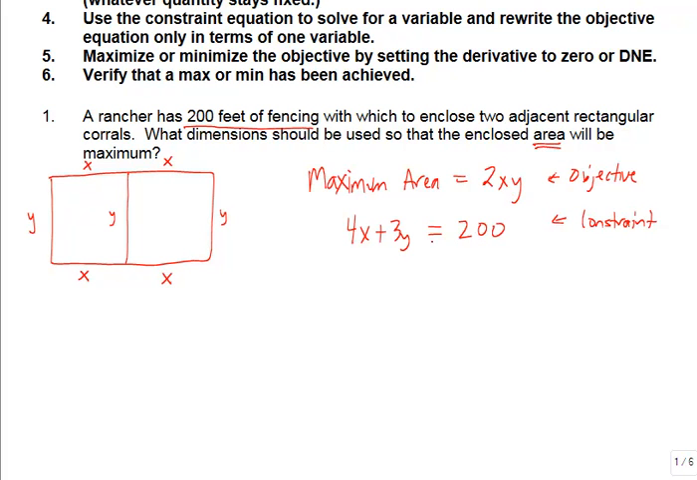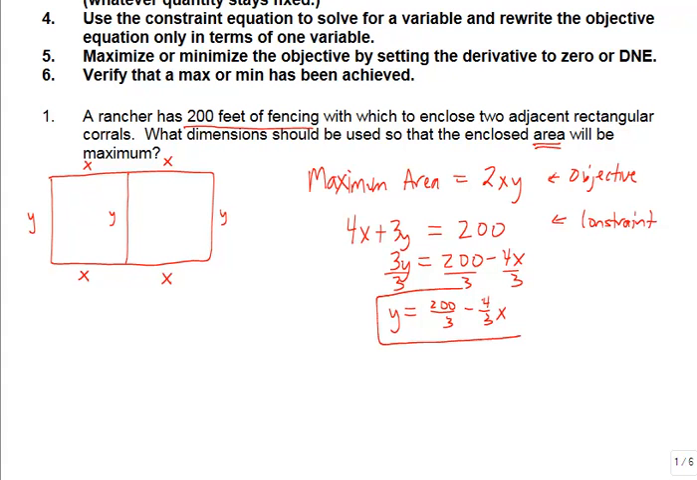So if we take a look at our constraint, it will be probably equally easy to solve for either x or y. So I'm going to go ahead and solve for y by subtracting that 4x over to the other side, and then I'm going to divide every single term by 3. So my y is 200 thirds minus 4 thirds x, and I'm just going to put a box around that because we're going to be using that again later on.